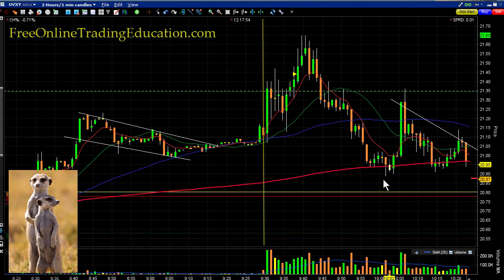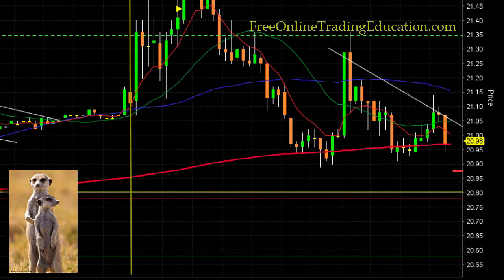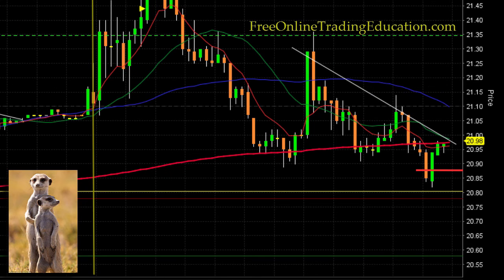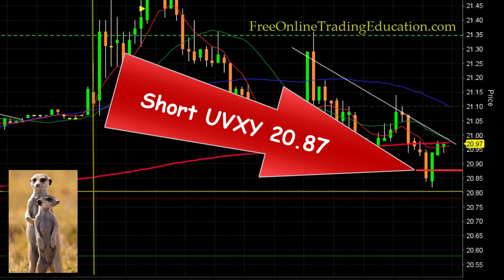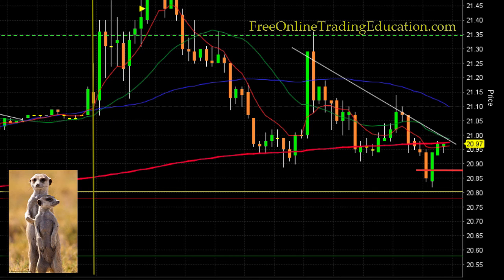In fact, look at the support. It's actually this red line here, big red as we call it, the 200 moving average on this 1-minute chart. That area acted as support. You can see that, right? And it's getting tighter and tighter here. So I set a trade down here. I'm going to let the market come to me, and let's see what happened next. Bam! There we go, and it fell down, and I'm now short at $20.87 on UVXY.